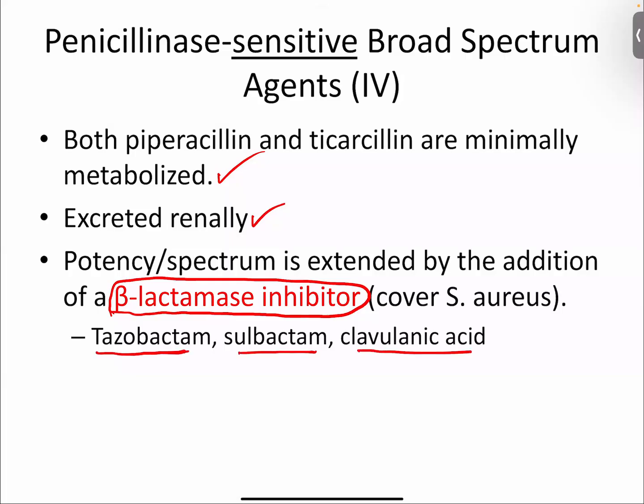And then sulbactam and then clavulanic acid again to pair sulbactam with ampicillin. Clavulanic acid gets paired with amoxicillin to give you Augmentin. Unasyn is the beta-lactam, beta-lactamase inhibitor combination that incorporates sulbactam.